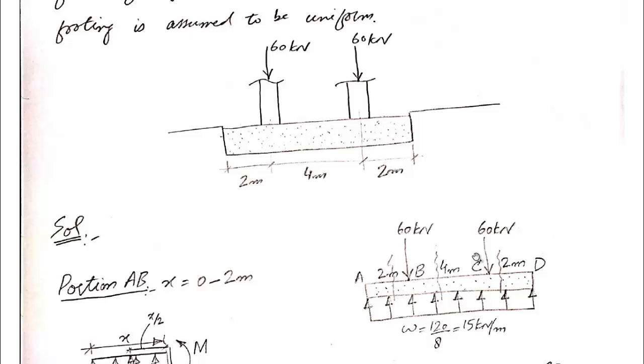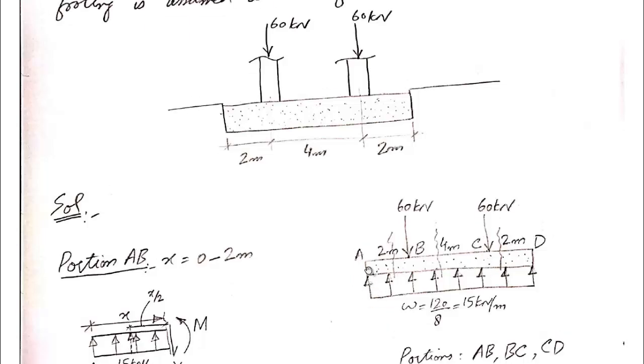Okay, so let's draw the free body diagram. This is the free body diagram of the given problem. This dotted part is showing the footing, and then we have the first 60 kilonewton load, which is transferred from this column, acting at 2 meter distance from the left edge of the footing, and then we have another 60 kilonewton load which is transferred by the other column. The uniformly distributed reaction that is supposed to be generated under the footing is marked on this diagram.